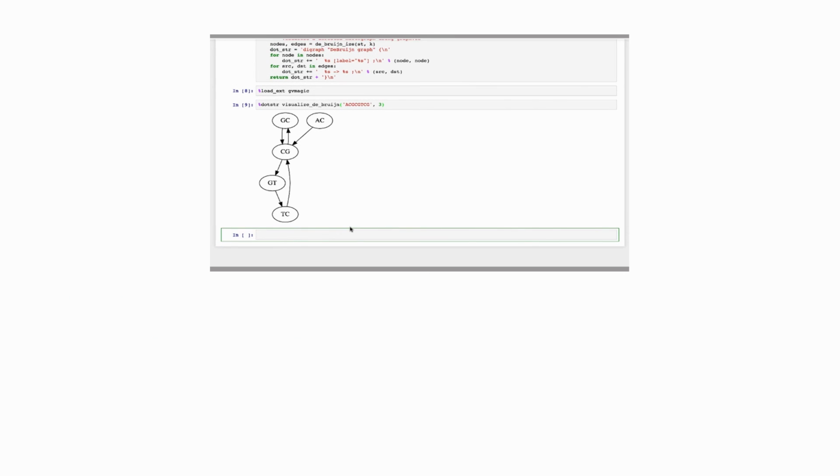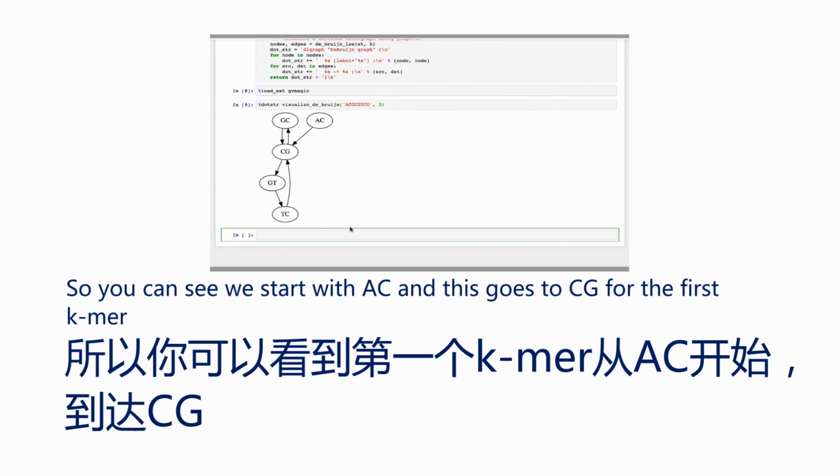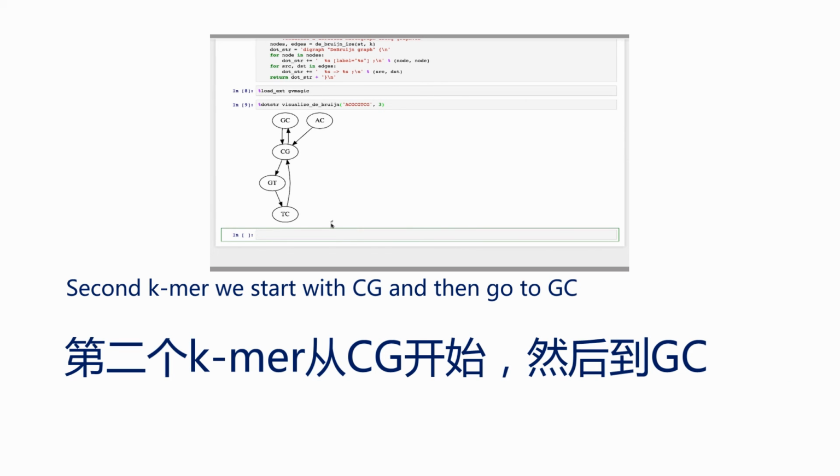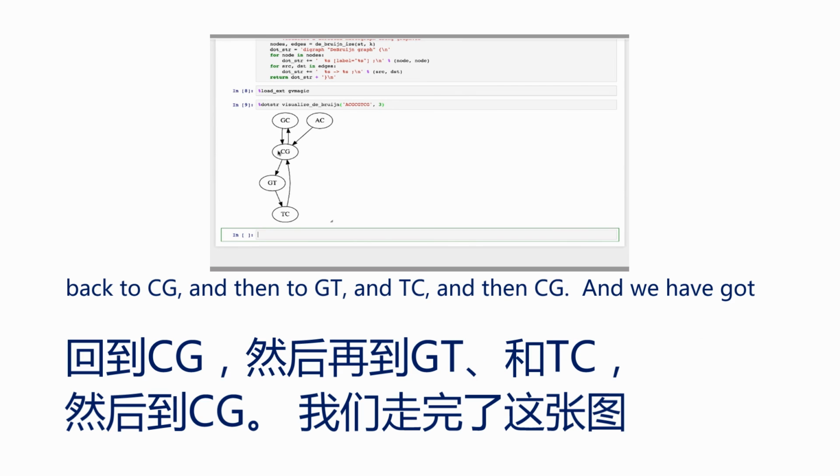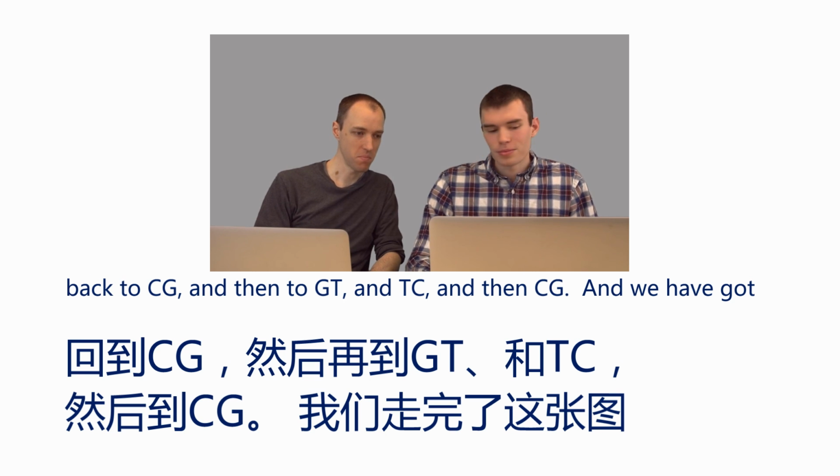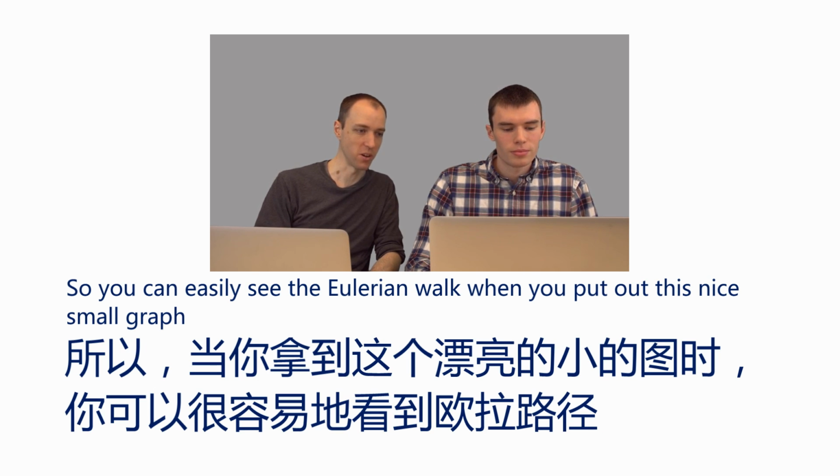and here's our graph. So you can see we start with AC, and this goes to CG for the first k-mer. Second k-mer, we start with CG and then go to GC, and back to CG, and then to GT, and then TC, and then CG, and then we're done. So you can easily see the Eulerian walk when you print out this nice small graph.